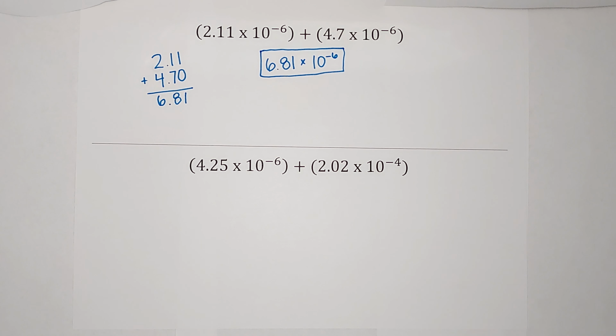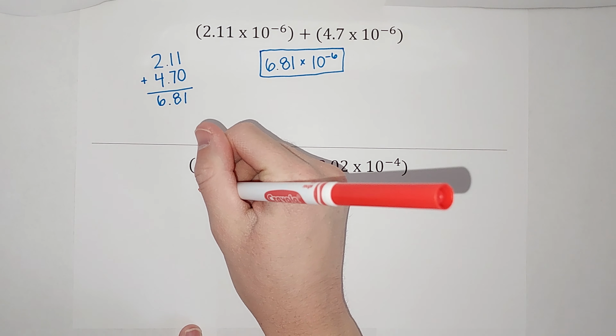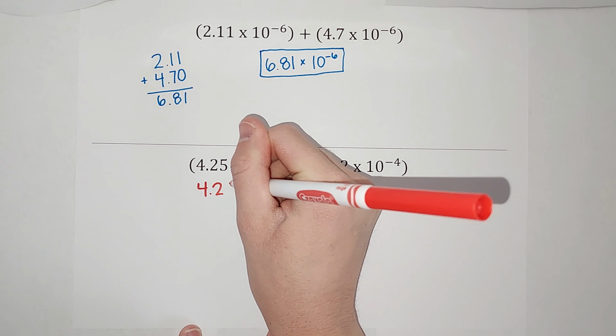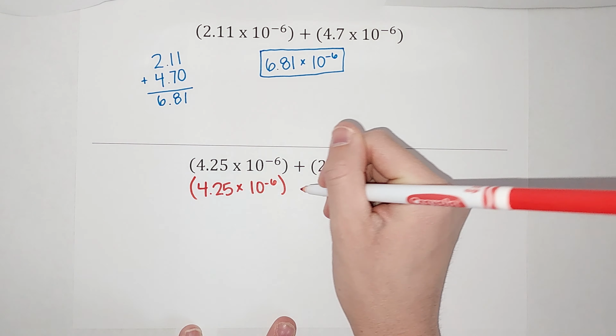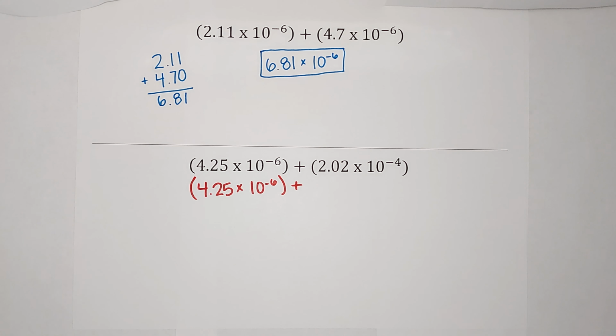Okay, all right, now let's look at the bottom when they aren't the same, okay? A little different, but not too bad. All we need to do is get them the same, okay? So I need to convert one of these so that they're the same. We can either get them both in 10 to the negative 6th power or both in 10 to the negative 4th power, okay? So let's go ahead and just get them in 10 to the negative 6th power. So this one is already there, so I can just rewrite it. 4.25 times 10 to the negative 6th plus, this one is to the negative 4th, and we want it to be to the negative 6th, okay?